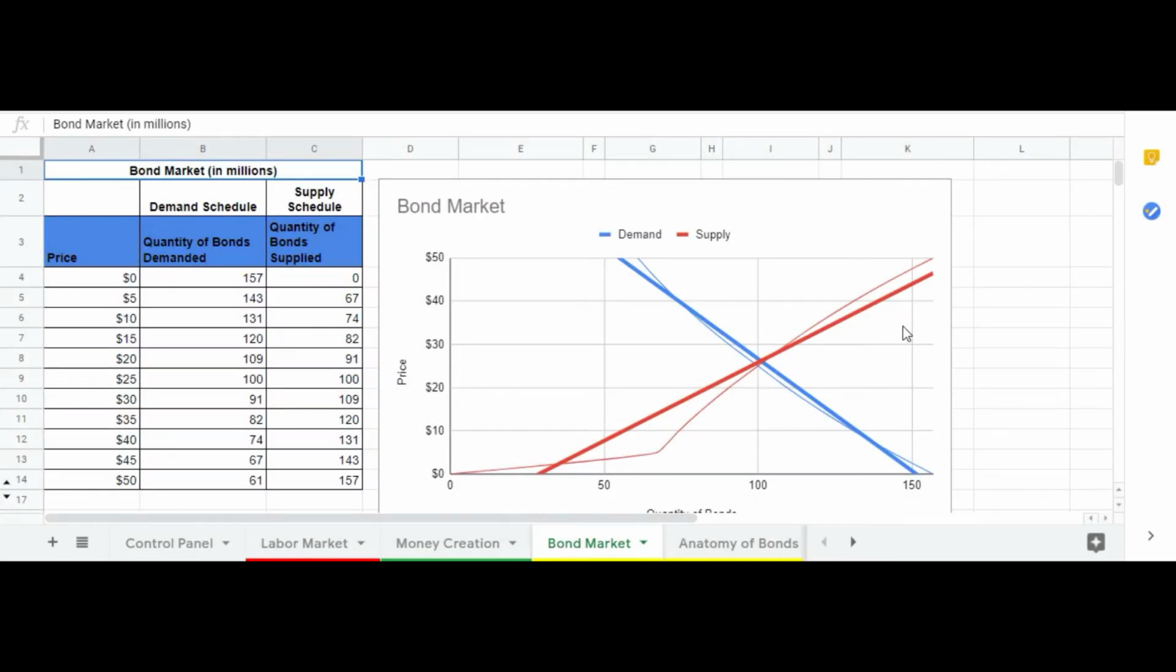So for today's exercise, we are going to look at the bond market, and specifically we are going to try to look at how a negative interest rate is reflected in the bond market.